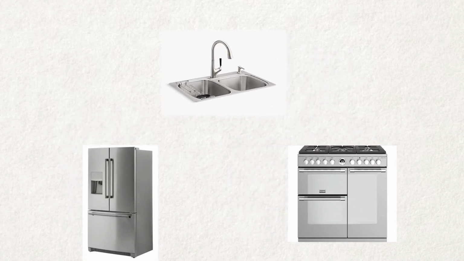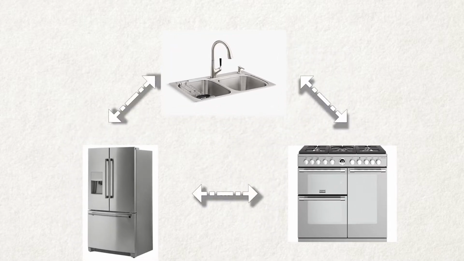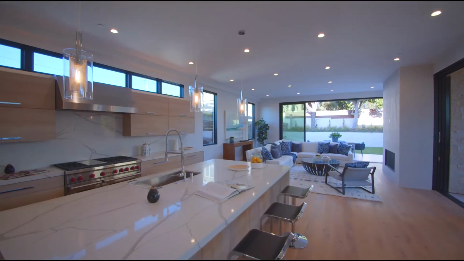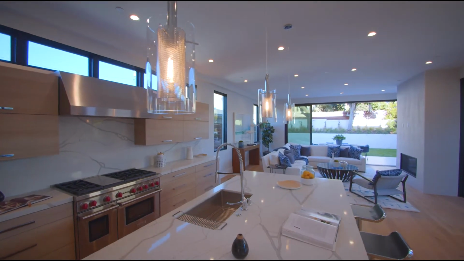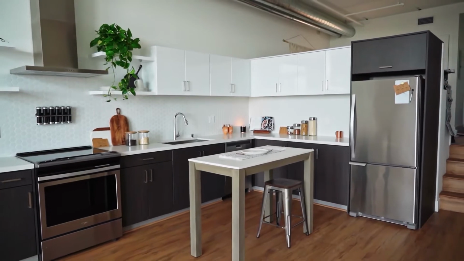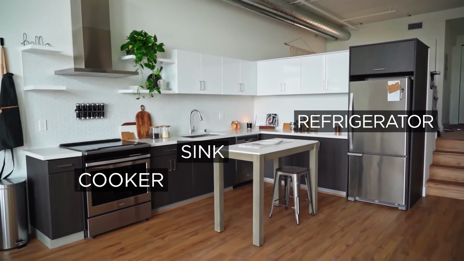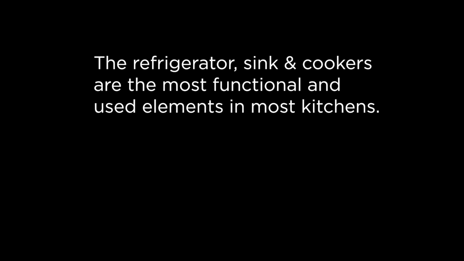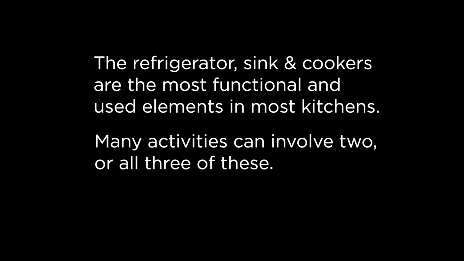In a good kitchen layout, these 3 elements are close, but not too close to one another, so the occupant can walk between them quickly, and as a result, the kitchen will be easy and efficient to use, cutting down on wasted steps. Therefore, when we look at the kitchen layout in a plan, thinking where the refrigerator, the sink, and the cooker go is step 1. These are the 3 most functional and most used elements in a kitchen. Many tasks that you do will involve 2 or all 3 of them.